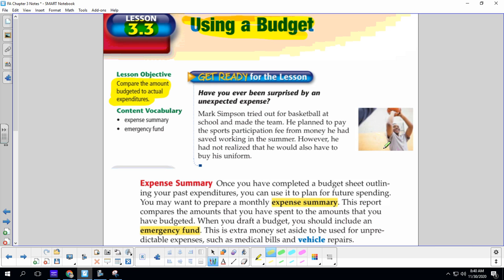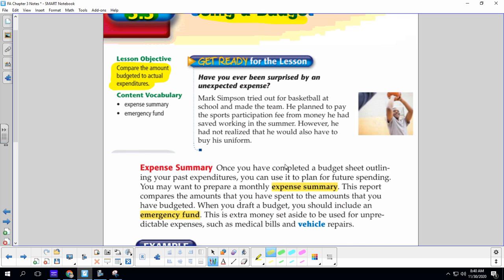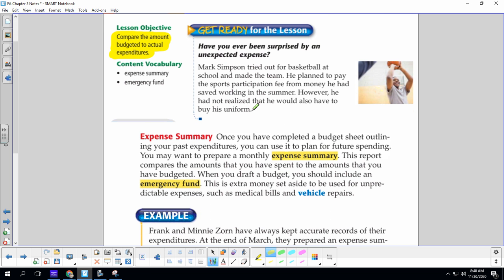Our buddy Mark here tried out for basketball and made the team. Yay! He planned to pay the sports participation fee from money he'd saved working in the summer. However, he did not realize he would also have to buy his uniform. And this is a real expense.